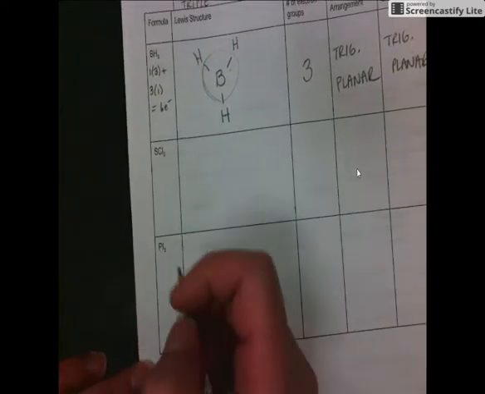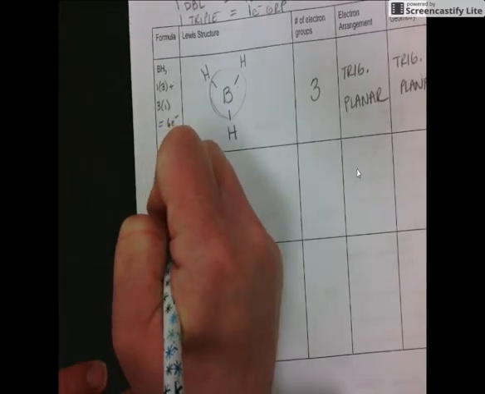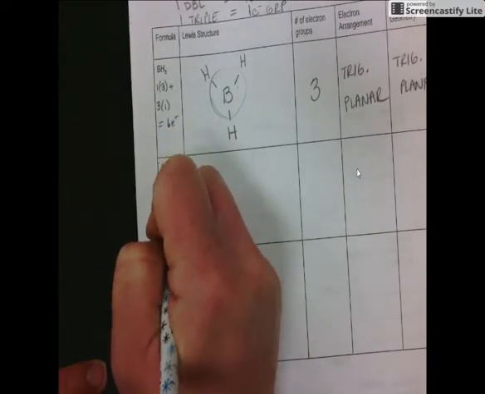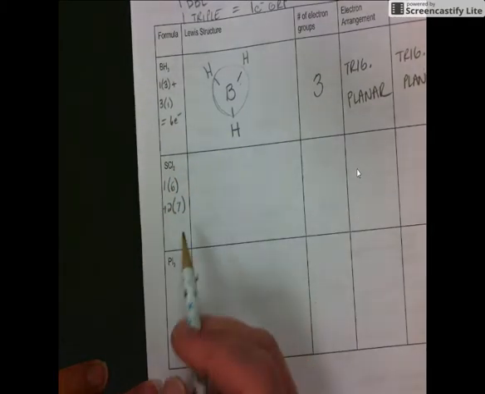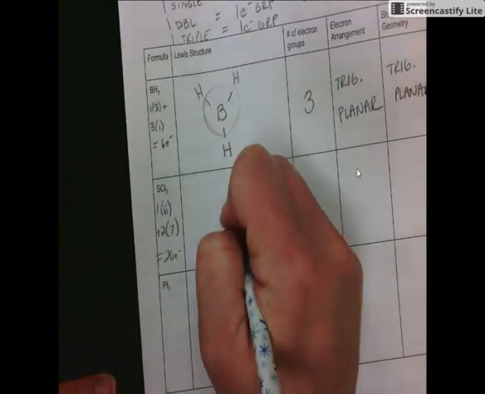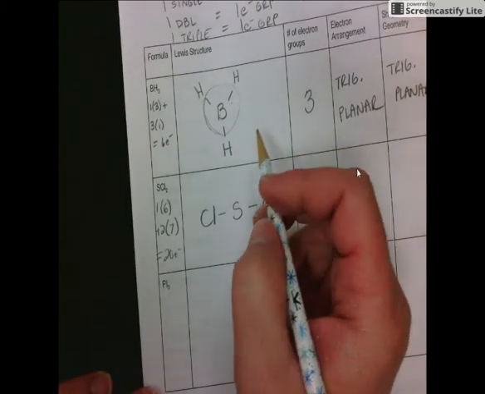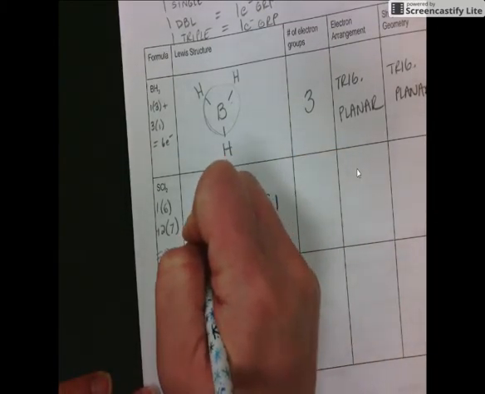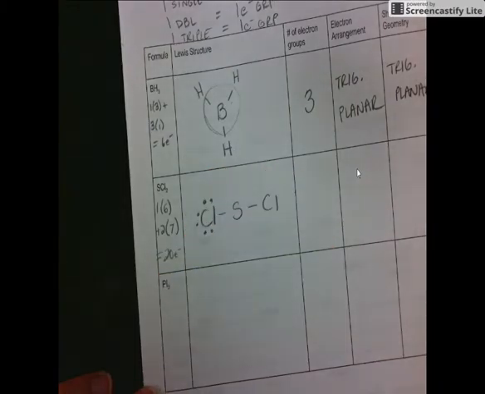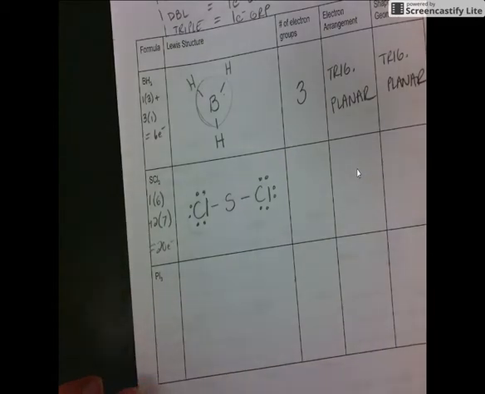Okay, so let's look at this next one now. SCl2. So sulfur has 6 plus 2 chlorines, each of them have 7. So we have a total of 20 electrons that I need to show. So I'm going to put sulfur in the center, my 2 chlorines coming off. Again, everybody wants to have 8. So we're going to do 6. That makes chlorine happy with 8. Put 6 more here. That makes chlorine happy with 8.